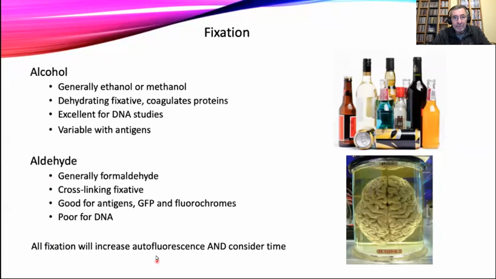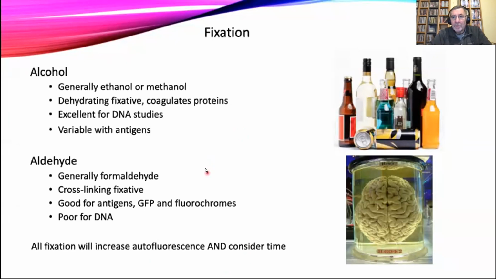So we need to be aware of that. Another practical consideration is we need to be aware of the time that we fix our cells. So with alcohol, fixation is pretty much a one-stop shop. You fix your cells in 70% ethanol normally, and then they're fixed. Their autofluorescence changes a little bit, but then that doesn't really change over time.